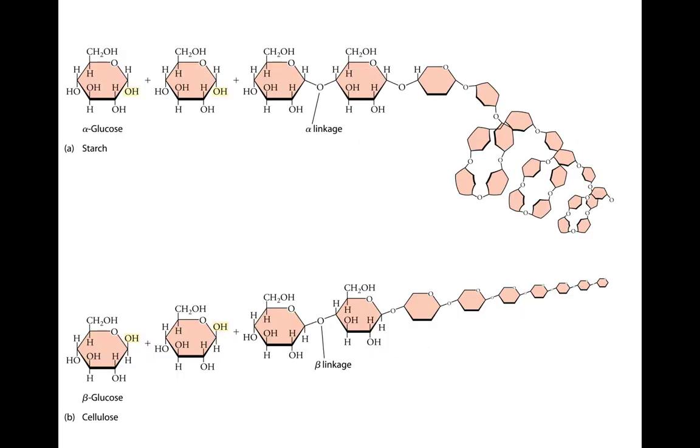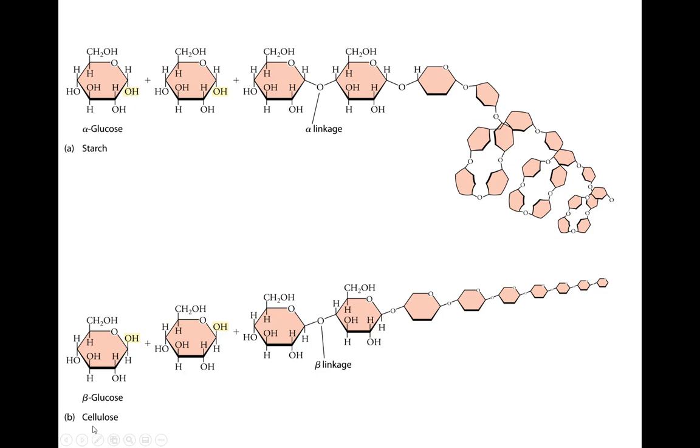Here we have on the top alpha glucose, and what we're trying to show here is that we're combining various glucose units. Here we have a glucose unit bonded to another glucose unit, and as these get longer and longer, you'll notice that these alpha linkages ultimately form a helix, a twisted shape. It is alpha, again, because of the position of the hydroxyl on carbon number 1.